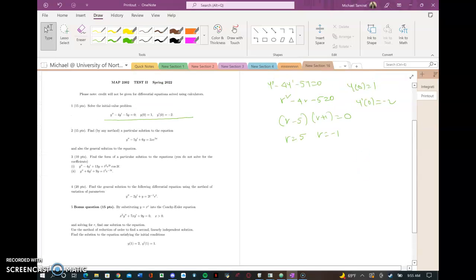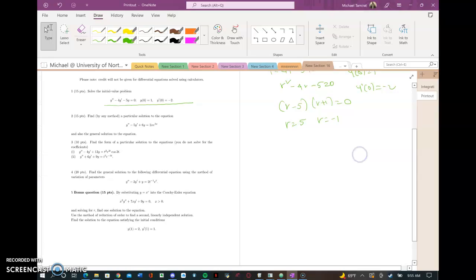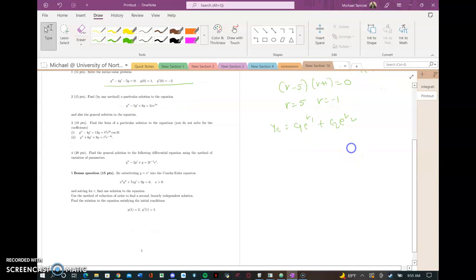So when we put this in the right form, our equation would be y equals c1 e to the r1 x plus c2 e to the r2 x. So y equals c1 e to the 5x plus c2 e to the negative x.